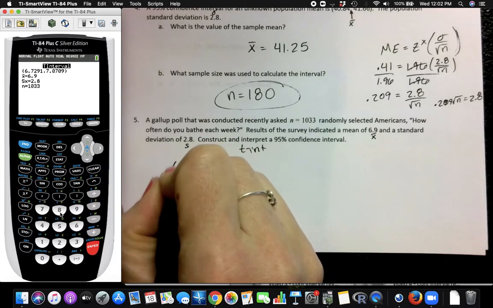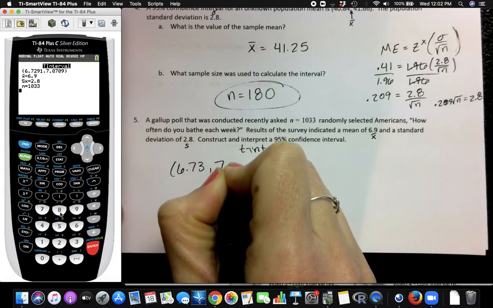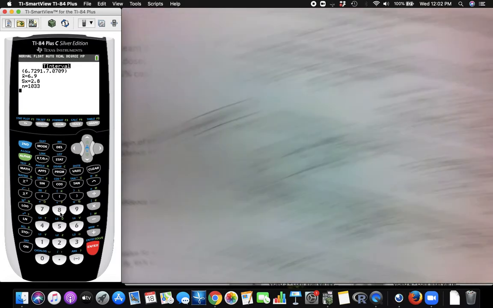So let's see. 6.73 to 7.07. And at this point, you guys kind of get the interpretation. So I'll write it on the answer key, but I'll skip that part for the video.